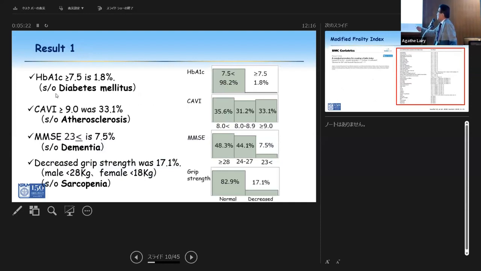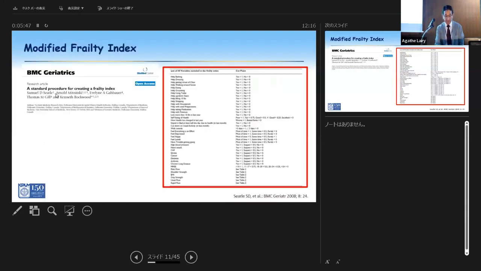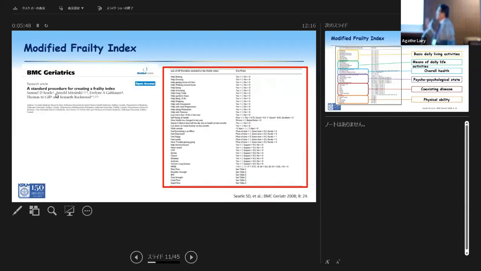In addition, dementia is just 7.5% in these older persons. It's also a low incidence. And sarcopenia is 7.1%, a very low incidence. These subjects are more than 65 years old. Sorry, it's a very busy slide.